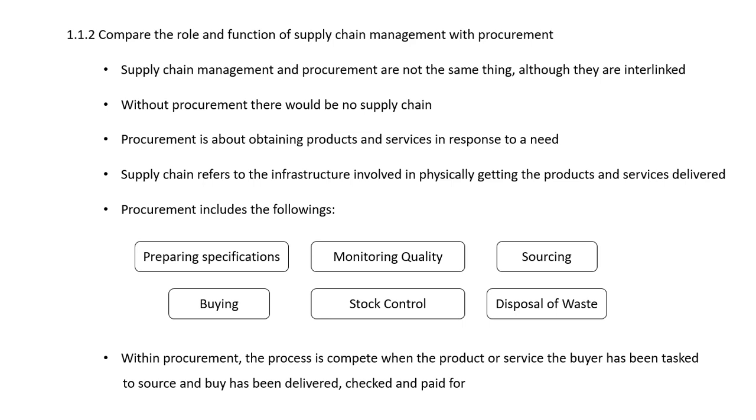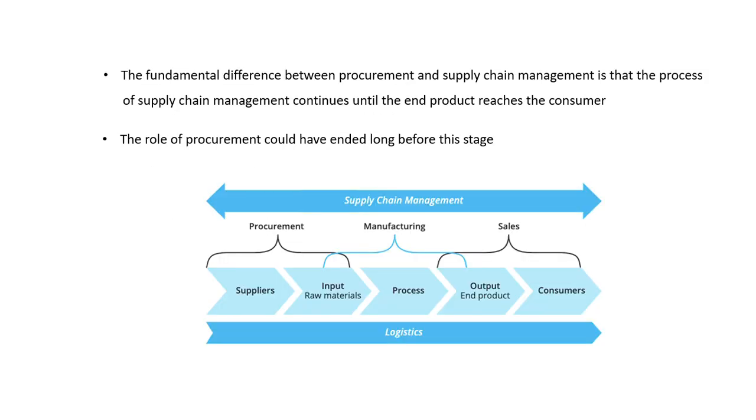Procurement includes the following: preparing specifications, monitoring quality, sourcing, buying, stock control, disposal of waste. Within procurement, the process is complete when the product or service the buyer has been tasked to source and buy has been delivered, checked, and paid for. The fundamental difference between procurement and supply chain management is that the process of supply chain management continues until the end product reaches the consumer. The role of procurement could have ended long before this stage.